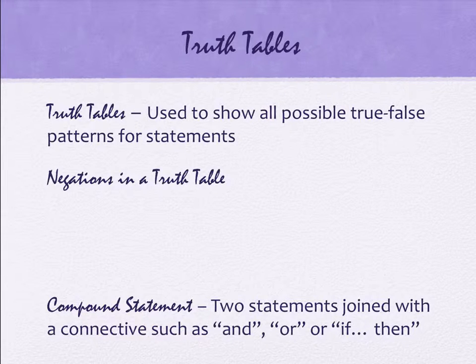All right, what we're going to be doing with our statements now is we're going to be creating what are called truth tables. So a truth table is used to show all possible true and false patterns for statements. So we're going to first look at the negations option. So the way a truth table works is it looks kind of like a chart or a table. We're going to put our statement in the first column, and we're going to call it statement P. And you have two options when you have a statement. It can be either true or false.